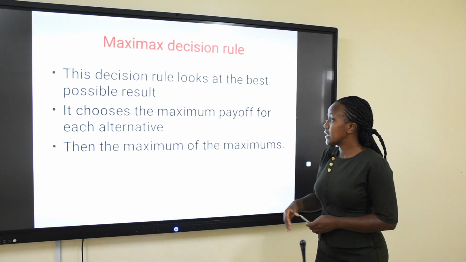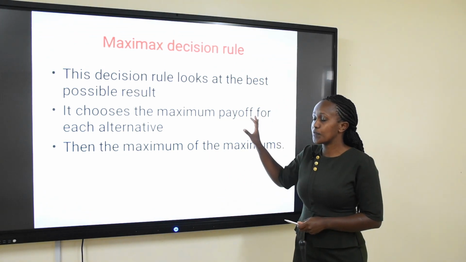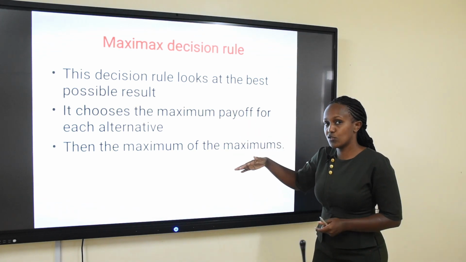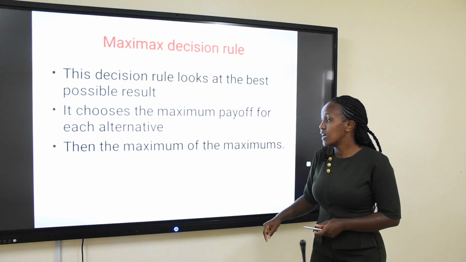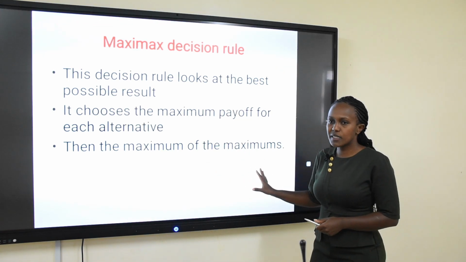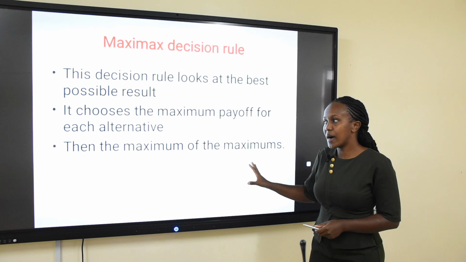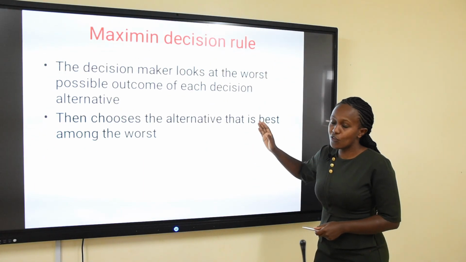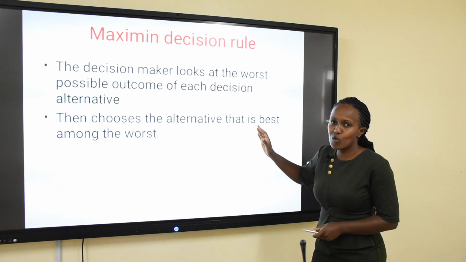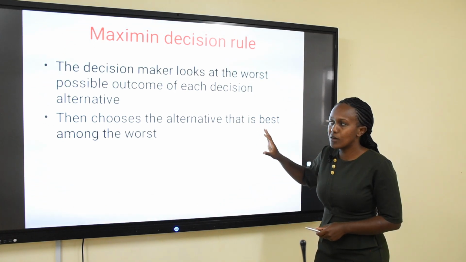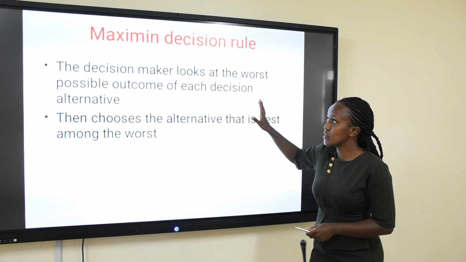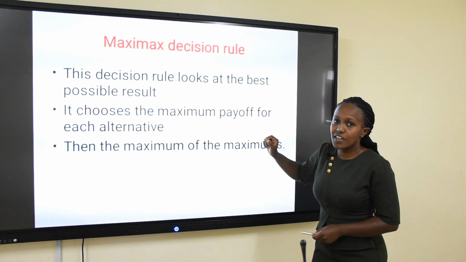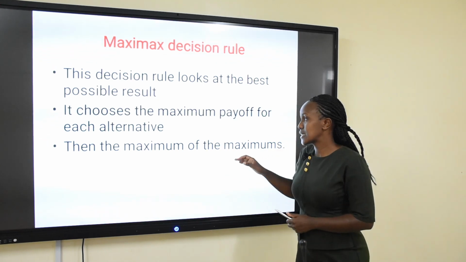Here a decision maker chooses all the maximum payoffs from each alternative. We are going to look at a question where you're going to understand what we mean by this. And then he chooses the maximum of the maximum. So he chooses the best among the best. I should mention that this is for risk takers, people who look at the best possible outcome despite the risk. They use this criterion of Maximax. And then the next criterion is going to be Maximin.